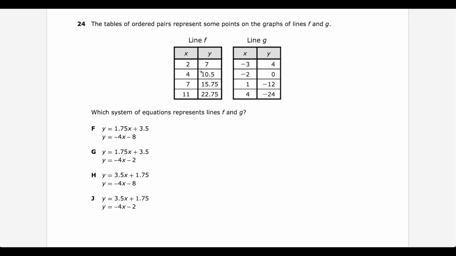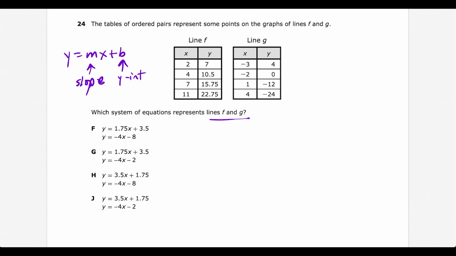So question 24, we have two tables for lines f and g, and we want to know which system of equations represents lines f and g. So for this here, what we have is the equation y equals mx plus b, where m represents the slope of the line and b represents the y-intercept. So this is a popular theme on this test here.